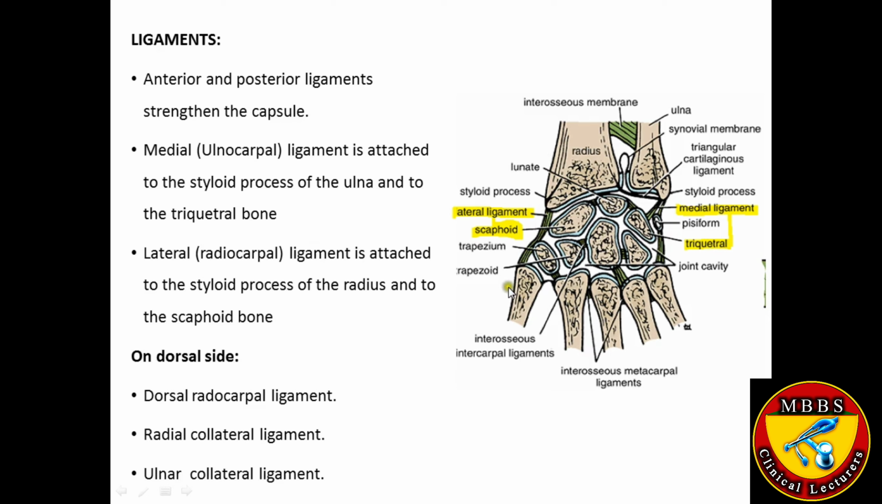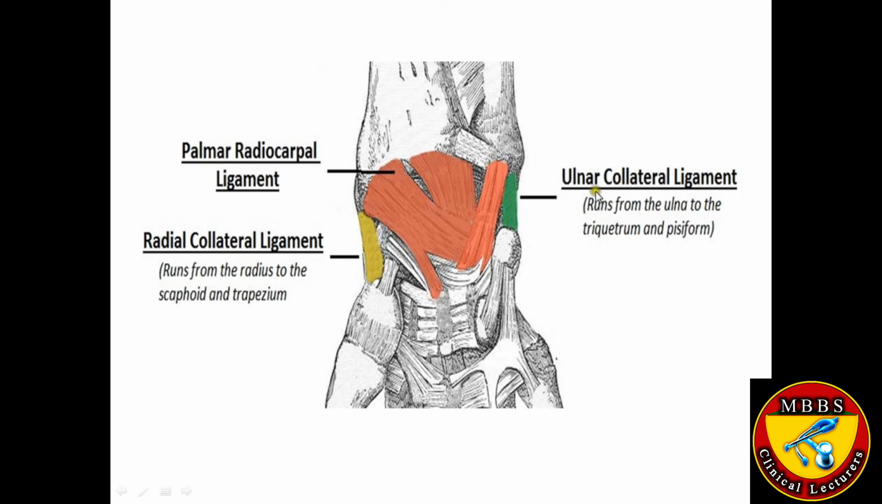On the dorsal side, there are the dorsal radiocarpal ligament, the radial collateral ligament, and the ulnar collateral ligament. This is the ulnar collateral ligament, which is present on the dorsal side. This is the radiocarpal ligament, and this is the radial collateral ligament. The ulnar collateral ligament runs from the ulna to the triquetrum and pisiform, and the radial collateral ligament runs from the radius to the scaphoid and trapezium.